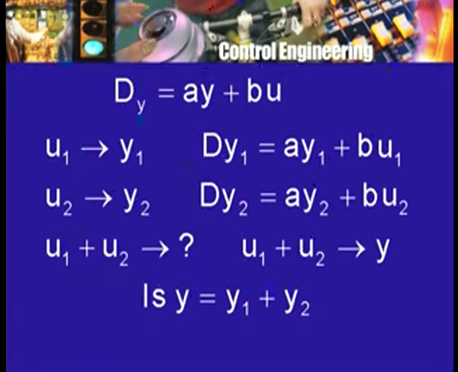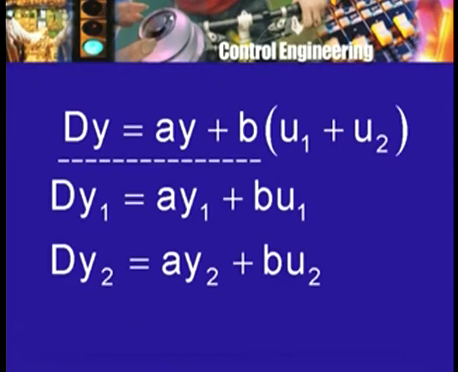What is the corresponding output? Let the corresponding output be denoted by y. I have to find out what this y is, and I am going to ask whether this y is equal to y1 plus y2 or not. If I can show that it is y1 plus y2, then I have shown that the system, or the differential equation, is additive. But what equation does y satisfy? y is the output for input u1 plus u2. Therefore, dy must be equal to a y plus b times u1 plus u2, right.